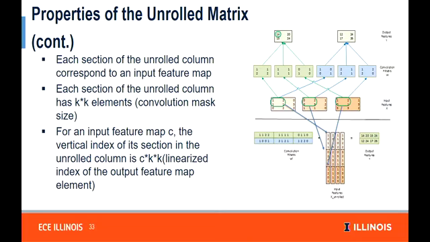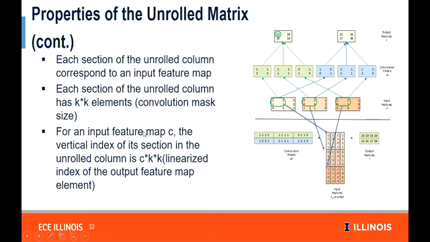vertical direction, the y index of the elements. I find 3 sections, right? In this example, the 3 sections correspond to the 3 channels. So if I have C channels, we'll have C sections right here. Now, each section of the unrolled column corresponds to an input feature map, right? So input feature maps 0, 1, and 2. Each section of the unrolled column has k times k elements. This is that little private section, right? So I have k by k in that little section.